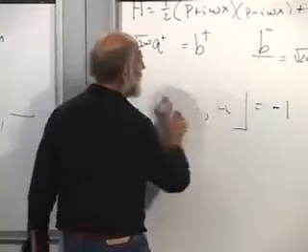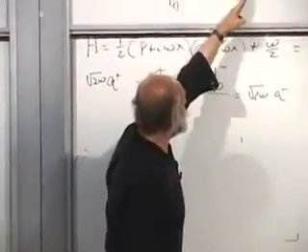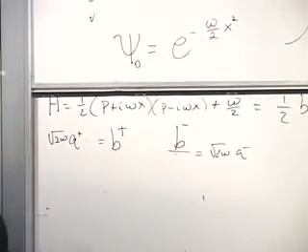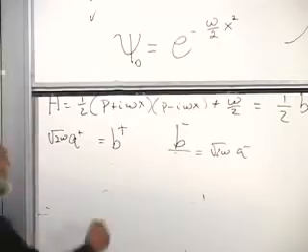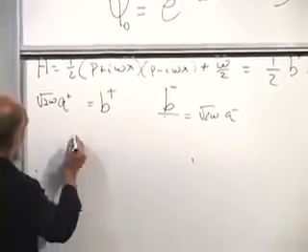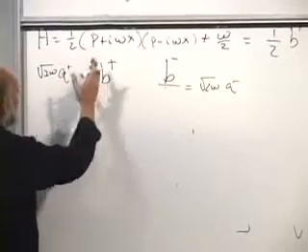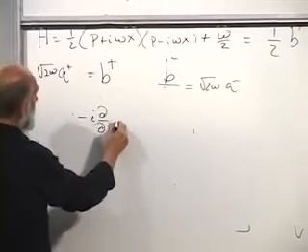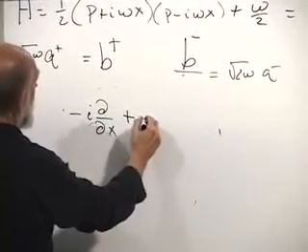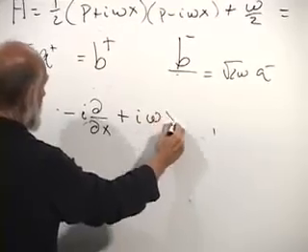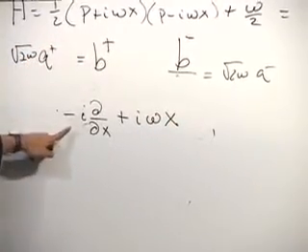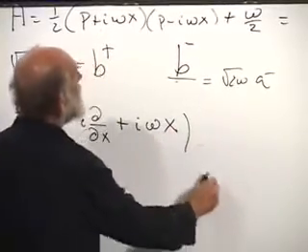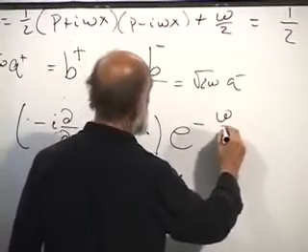So let's take the ground state, e to the minus omega over 2 x squared, and hit it with B plus. We should find the next energy level. Let's see what the wave function looks like. B plus is minus i d by dx plus i omega x, where I've used minus i d by dx for P. Now, hit that with e to the minus omega over 2 x squared.